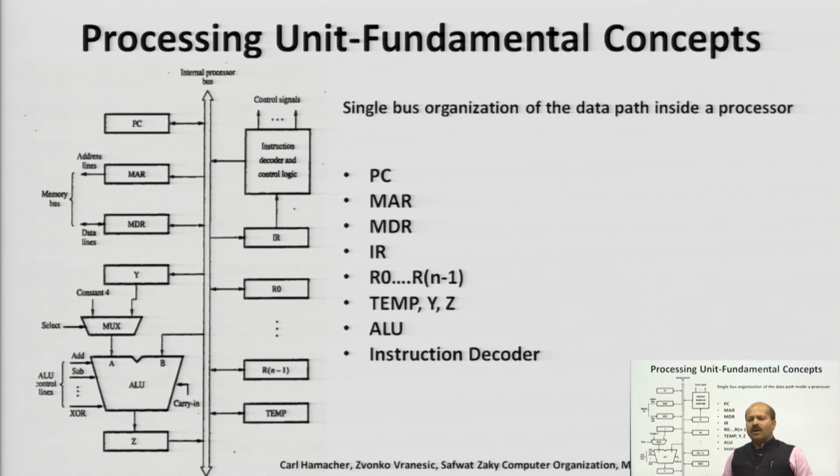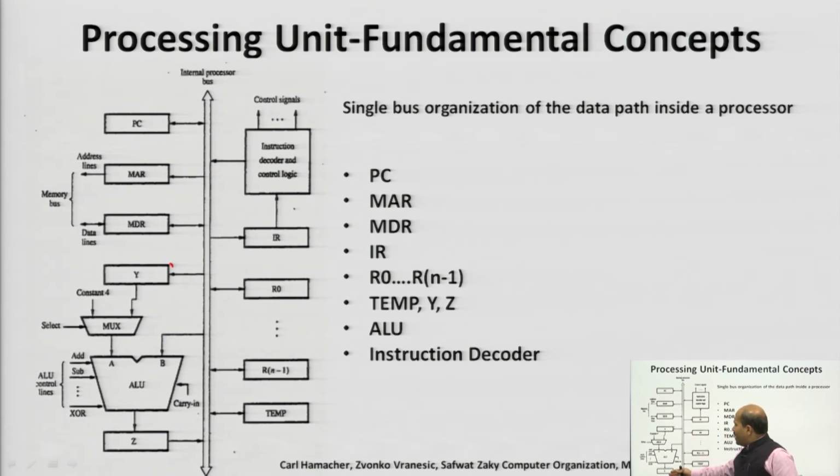So, we know what individual components perform. Let us talk about PC, the program counter, which is generally used to provide the address of the instruction which is going to be executed by the processor. MAR and MDR, these two registers are connected with memory. MAR is for address transfer and MDR is for data transfer. We can transfer data or fetch data from memory through MDR.